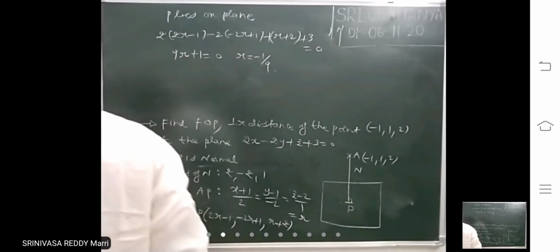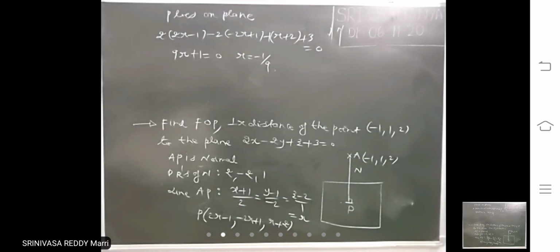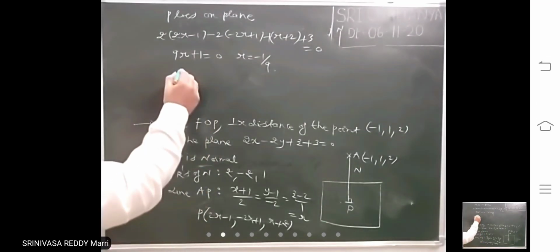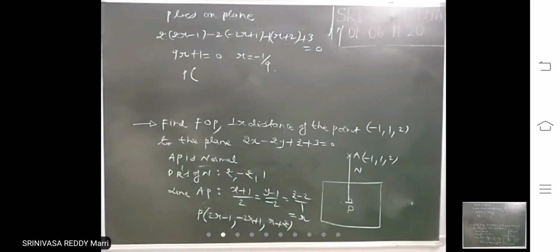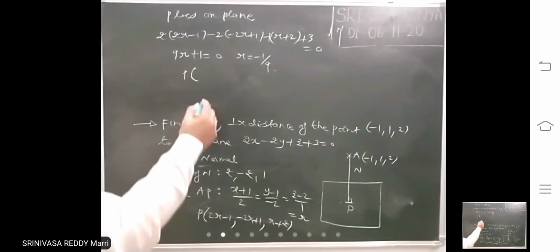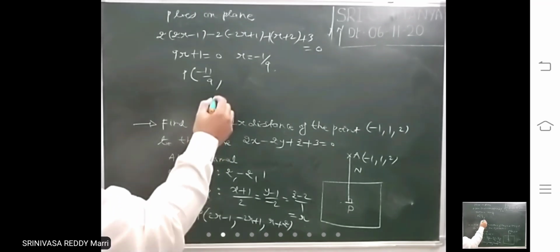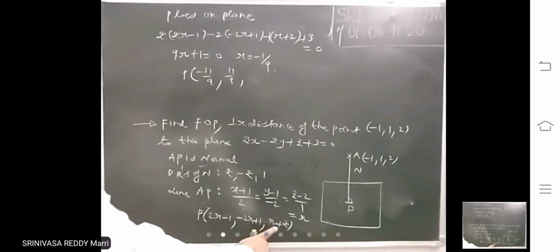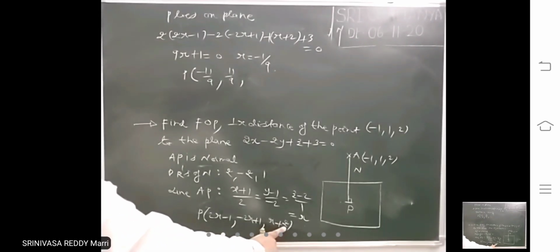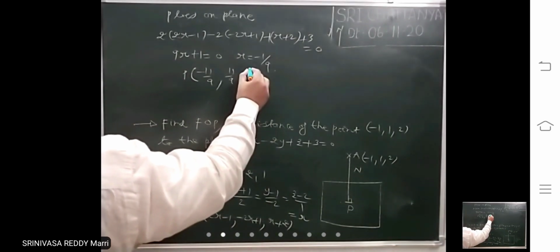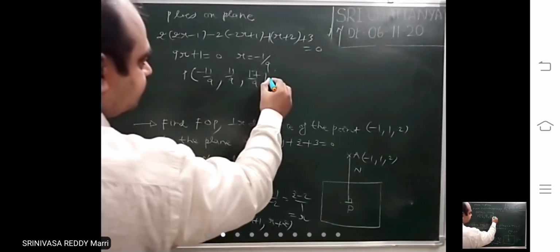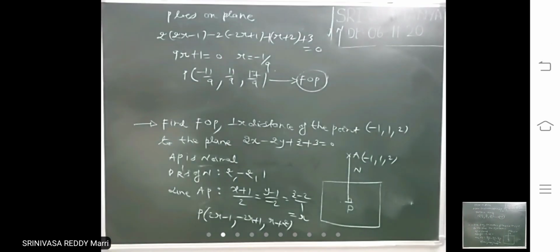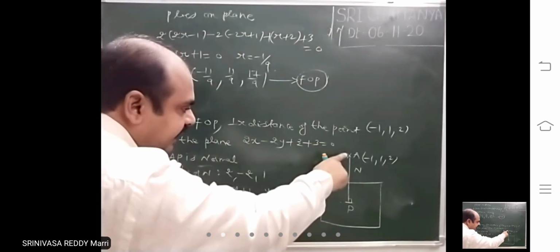So R is nothing but minus 1 by 9. Therefore, if you substitute here, you will get the P point. Here, if you substitute minus 1 by 9, you will get minus 11 by 9. Minus 1 by 9 means 11 by 9. R plus 2 means minus 1 by 9 plus 2. That means you will get 17 by 9. This is nothing but the foot of perpendicular drawn from A upon the plane.